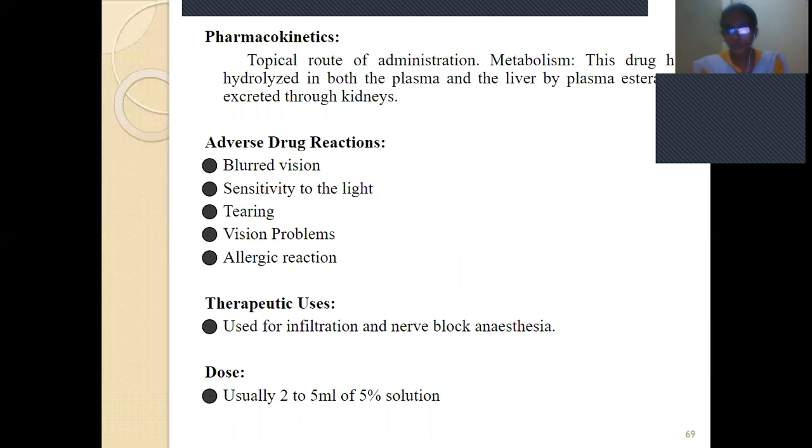Pharmacokinetics: it is given by the topical route of administration, and it is metabolized in the liver and excreted through the urine. Adverse drug reactions are blurred vision, sensitivity to light, tearing, vision problems, and allergic reaction. It is mainly used for infiltration and nerve block anesthesia. So these are the drugs which come under the para-aminobenzoic acid derivatives. So till now, what we have discussed are aminobenzoic acid derivatives and para-aminobenzoic acid derivatives.